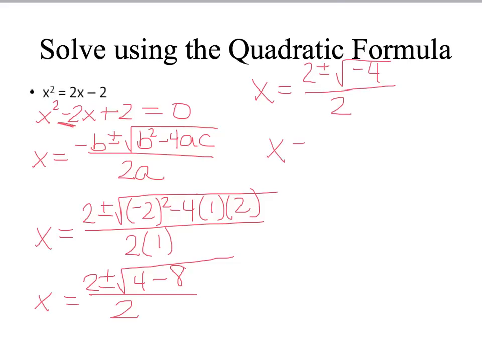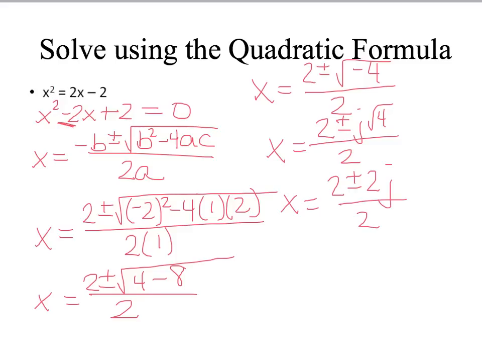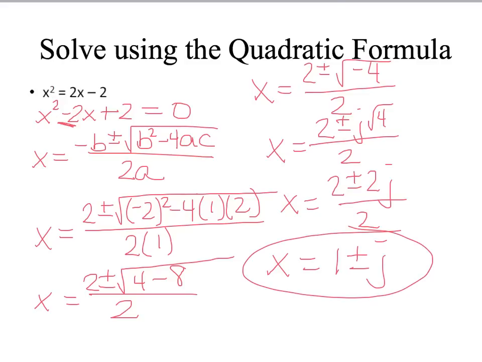And then take out the imaginary part. 2 plus or minus j times the square root of 4 over 2. X equals 2 plus or minus 2j over 2. And then since 2 will go into both of those, we end up with 1 plus or minus j as our two possible solutions.